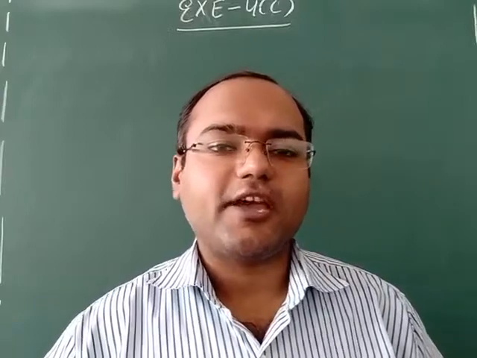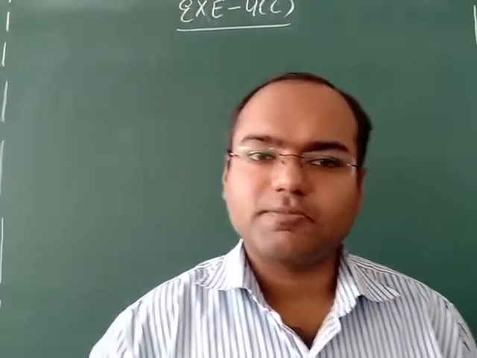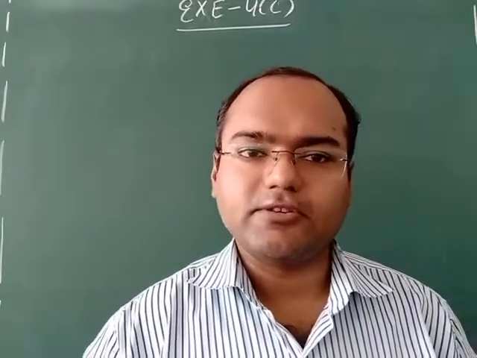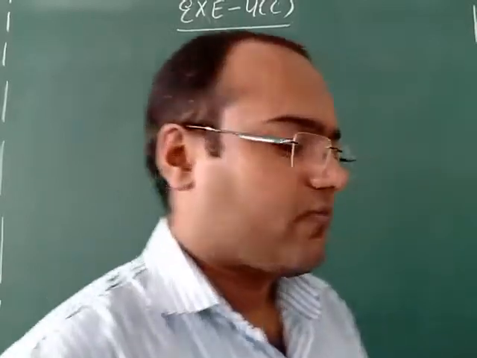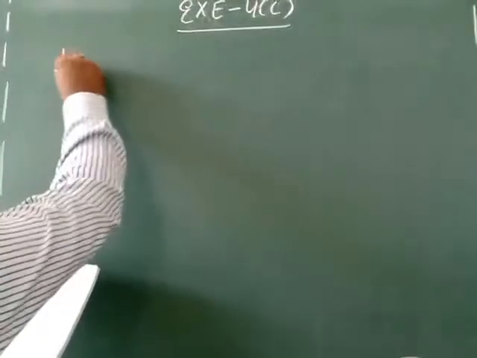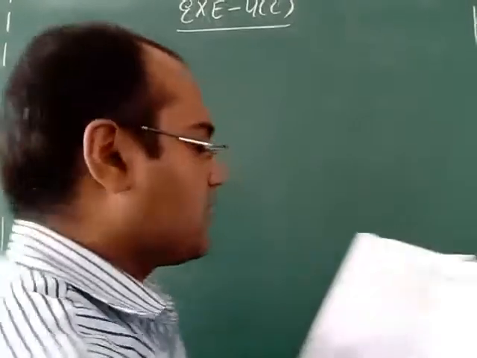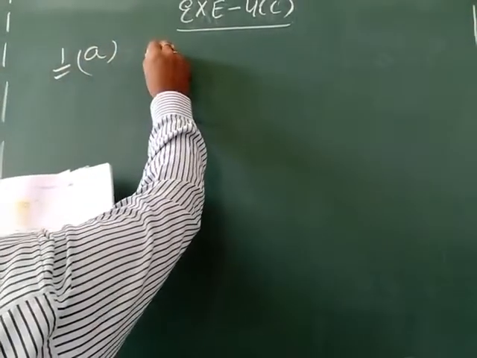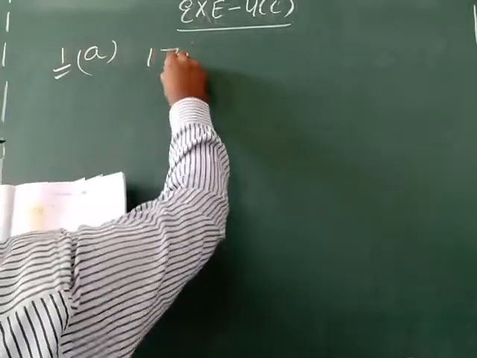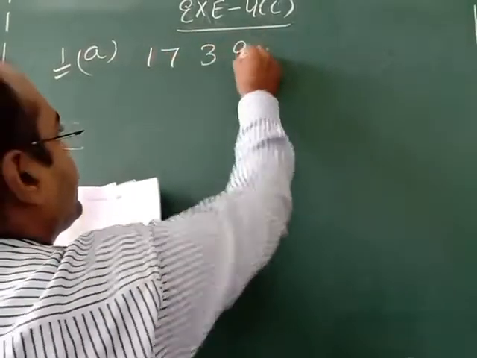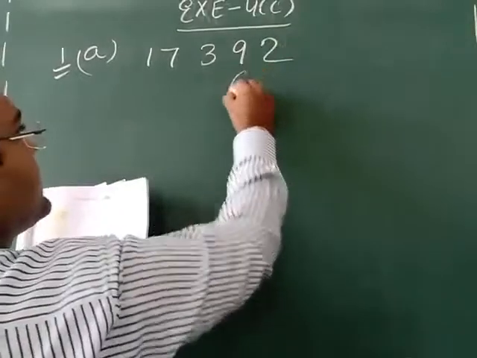So in this exercise, you will do questions based on multiplication and division. So see question number first, A part. The heading is you have to multiply, and the number is 17,392 multiplied with 68.